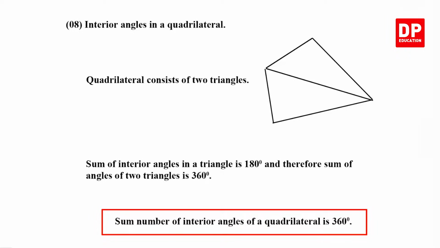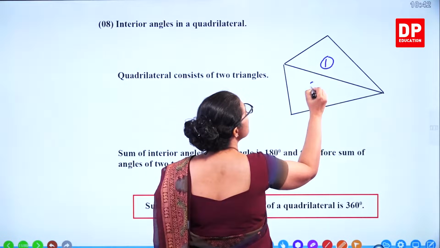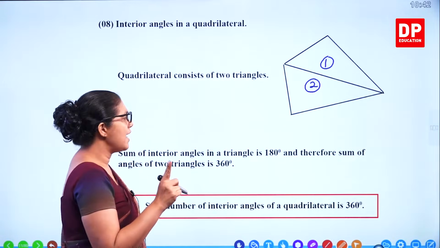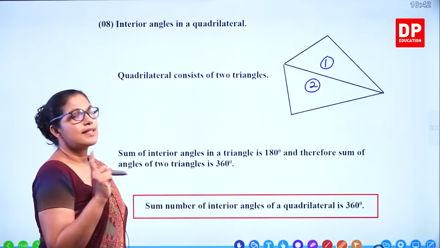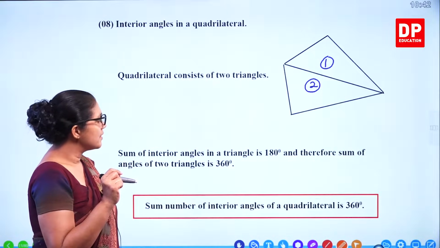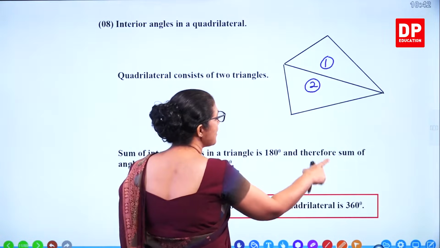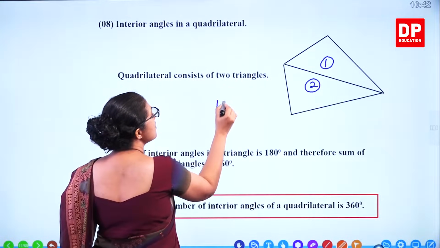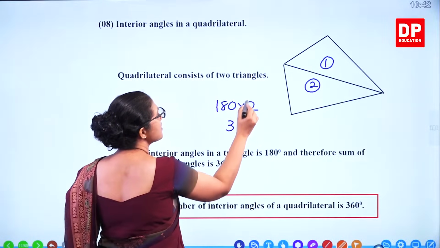Interior angles of a quadrilateral. We'll divide the quadrilateral into two triangles. This is one triangle and this is the other one. Sum of interior angles in a triangle, we know that's 180. So 180 and another 180. So what's the sum of angles in a quadrilateral? That's 360. So remember, for a quadrilateral, the sum of angles is equal to 360. So 180 times 2, 360 degrees.